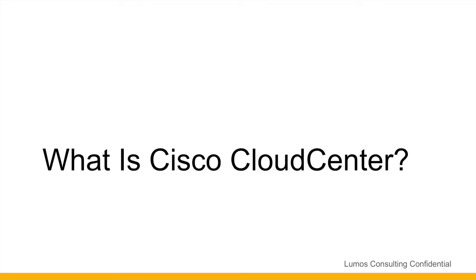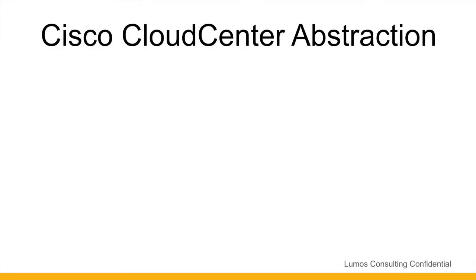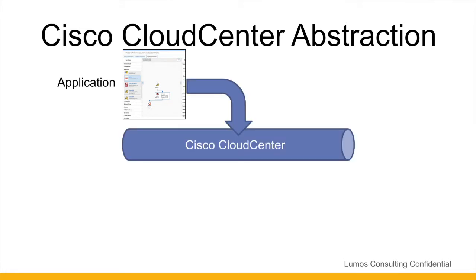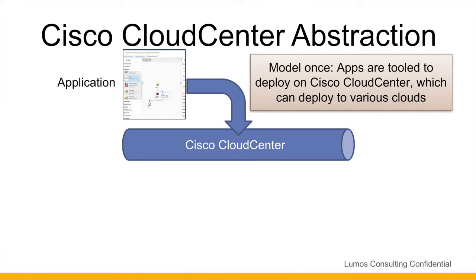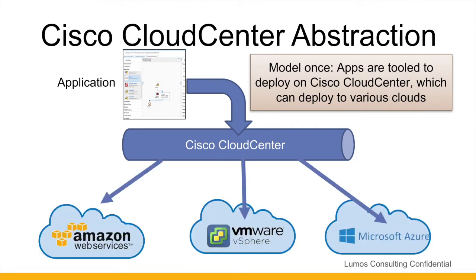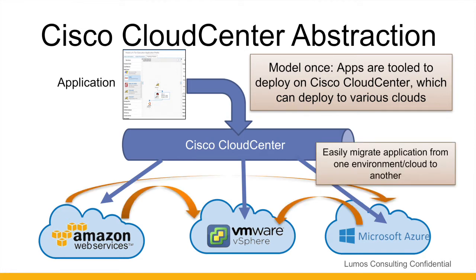What is Cisco CloudCenter? Cisco CloudCenter is an abstraction between your applications and the infrastructure that they run on. So you take your application, you model it to deploy onto Cisco CloudCenter, and then Cisco CloudCenter on the application's behalf will get deployed onto multiple different types of infrastructure. For example, VMware vSphere, Amazon Web Services, Microsoft Azure, and many others. Those tend to be the most popular, but there's many others that they can be deployed onto.